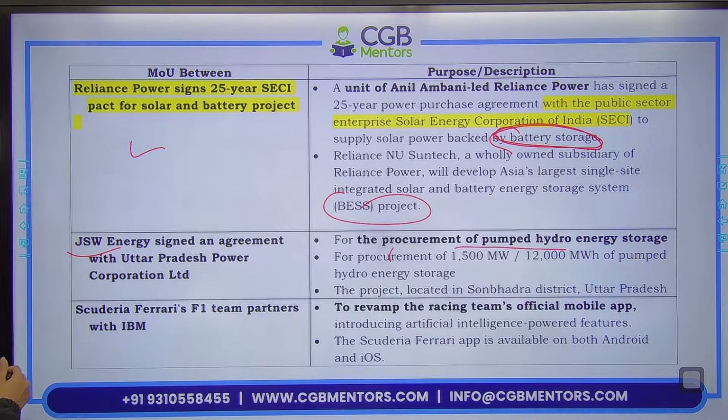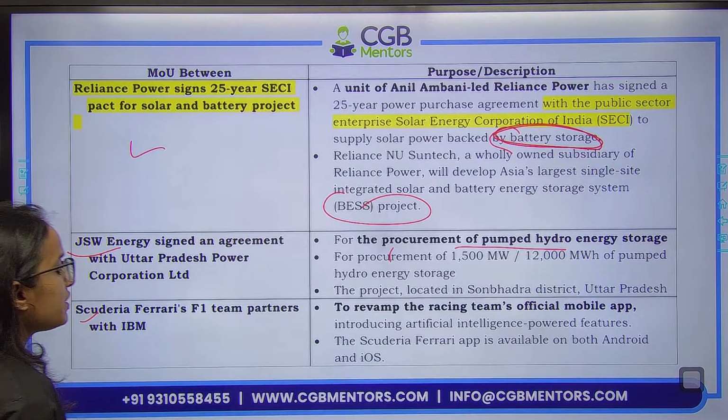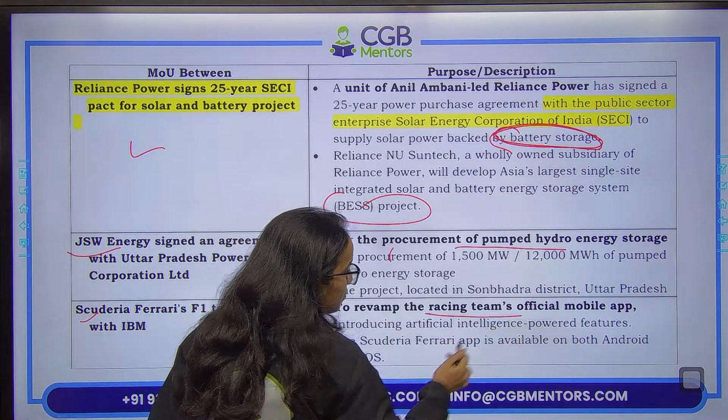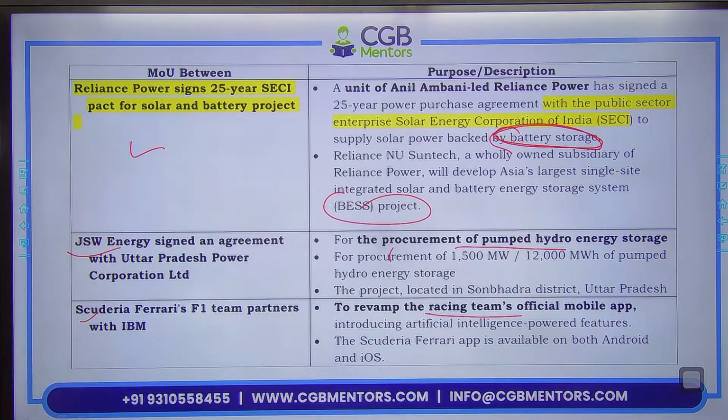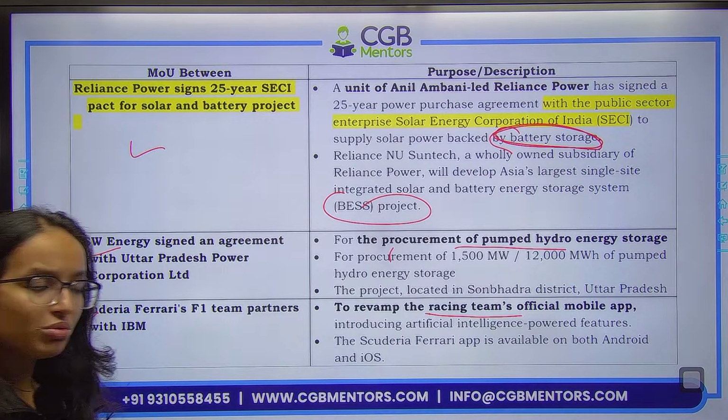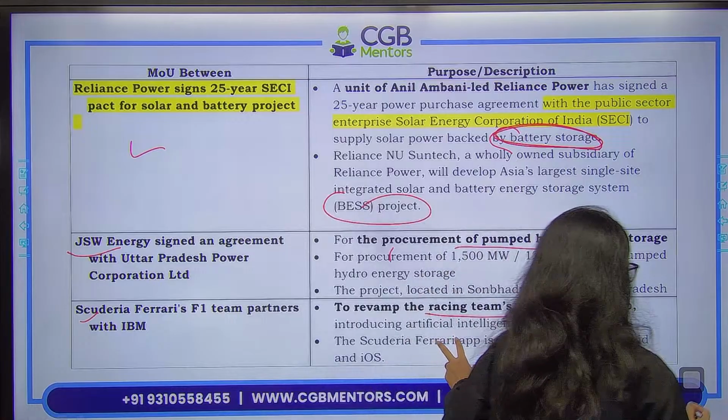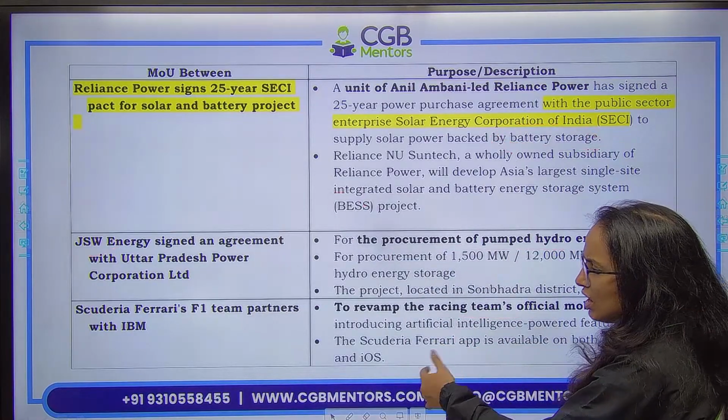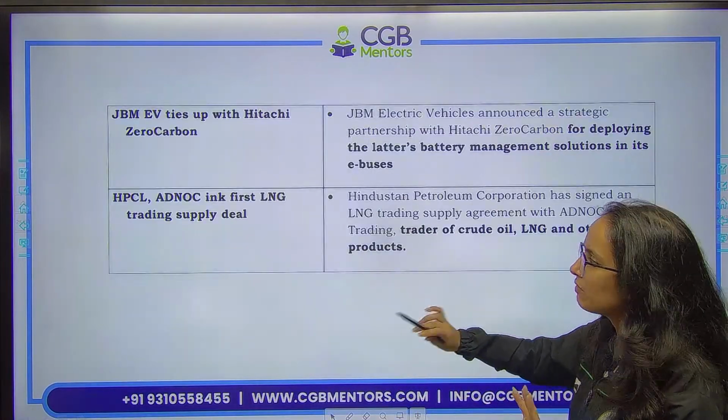Then Ferrari's F1 team partners with IBM. This is to revamp racing team's official mobile app, introducing AI and powered features. So इसके मोबाइल एप्लीकेशन में लेटेस्ट AI powered features इंट्रोड्यूस करने के लिए the MOU has been signed on both the versions Android and iOS. This one is not so much important. The third one you can skip.